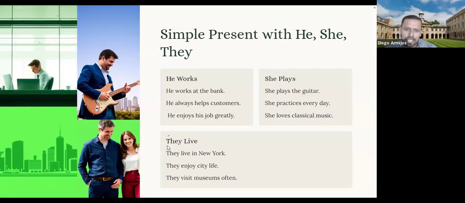So now we're gonna use they, okay? For example, they live in New York. They enjoy city life. They visit museums often, right? So here we have the different pronouns we're gonna be using with the present simple, okay? So let's continue.